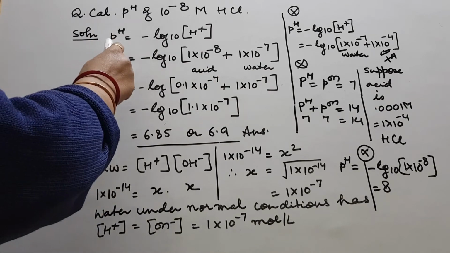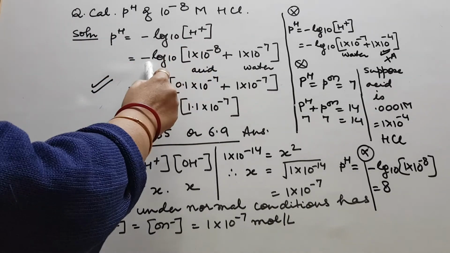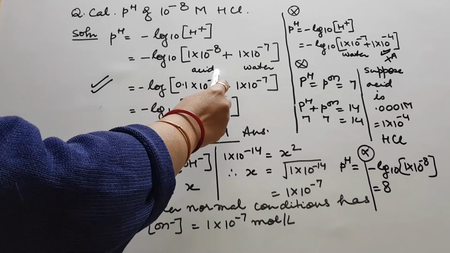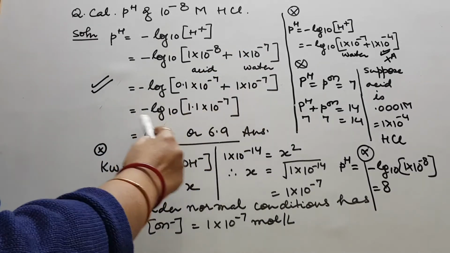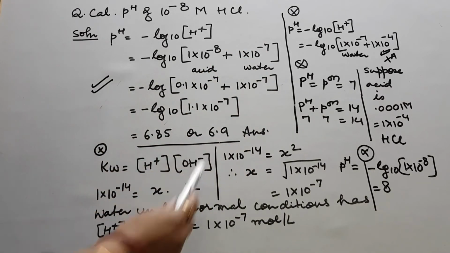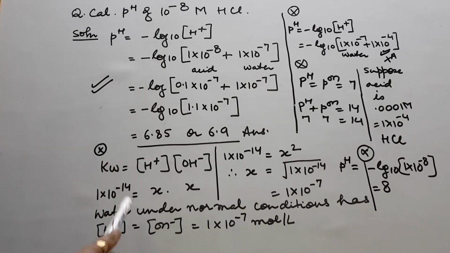You see, I had to go this way, minus log H plus, which goes this way, this coming from acid, this coming from water. I have calculated and I got this. And remember, water always has H plus and OH minus ion concentration exactly the same, which is equal to 1 into 10 to the power minus 7 moles per liter. So this value is to be used for calculation of pH or pOH.